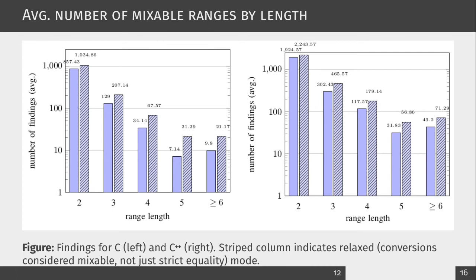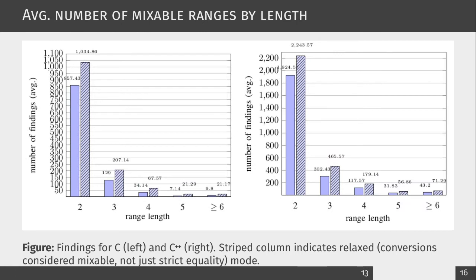The right-hand side striped columns for each group indicate the number of findings when the most relaxed analysis was done, that is, when all implicit conversions are modeled and considered. Accounting for implicit conversions changes the landscape of findings, and while it is natural that the more relaxed analysis will match longer lengths, the increase in findings surpassed our expectations.